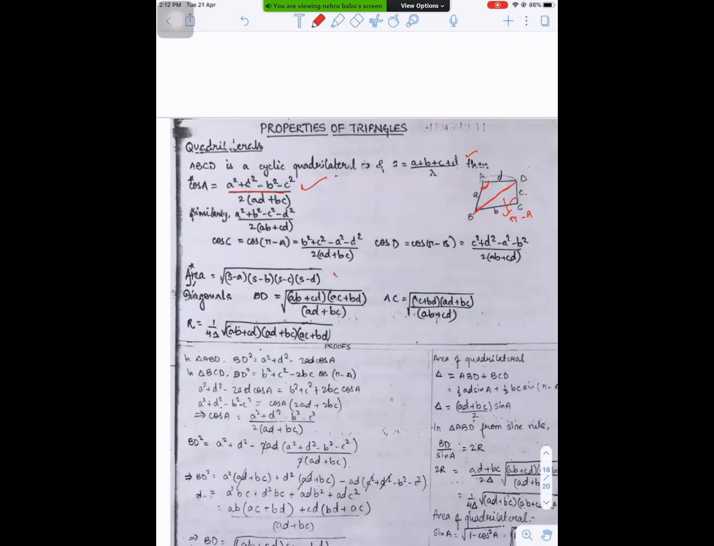And one more thing, area of the quadrilateral. The area will be the square root of (S minus a) into (S minus b) into (S minus c) into (S minus d). Same like Heron's formula.